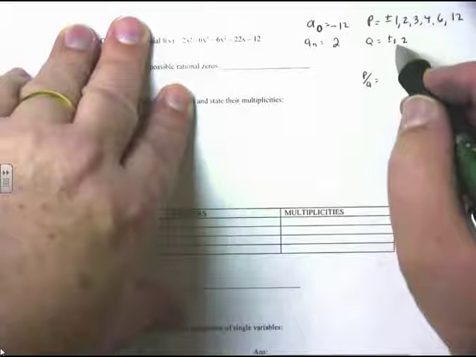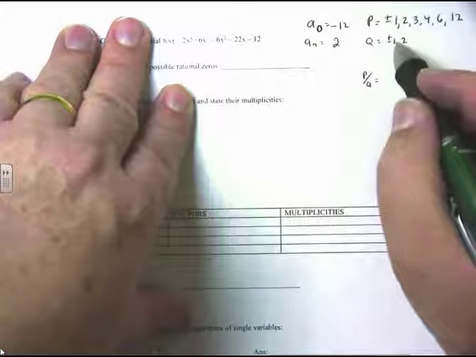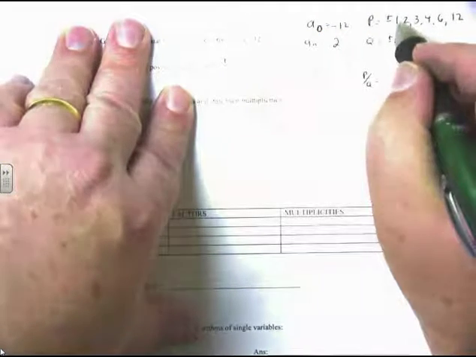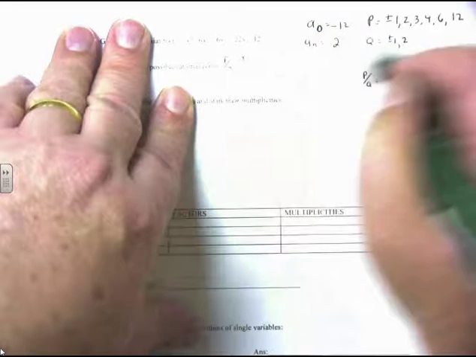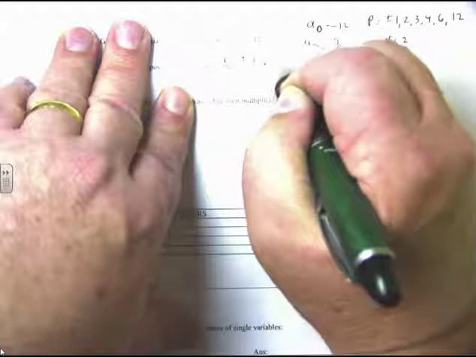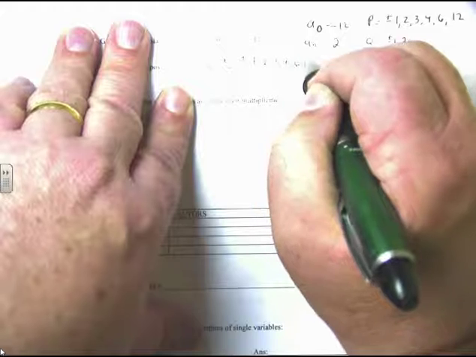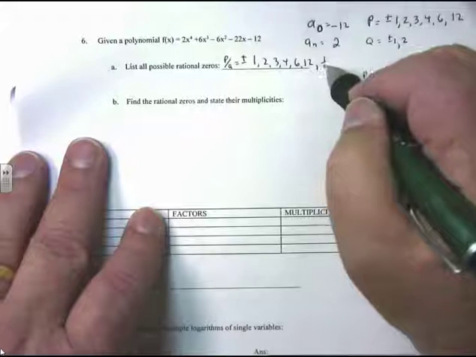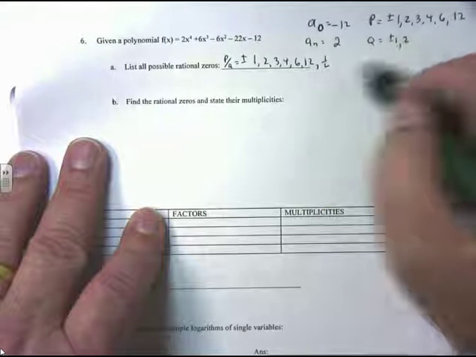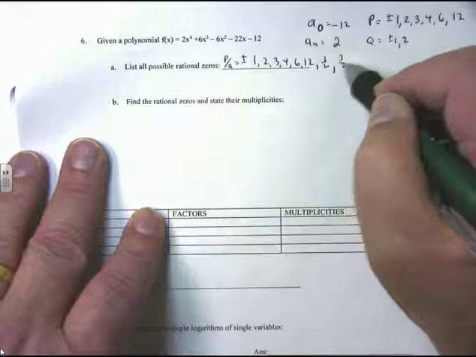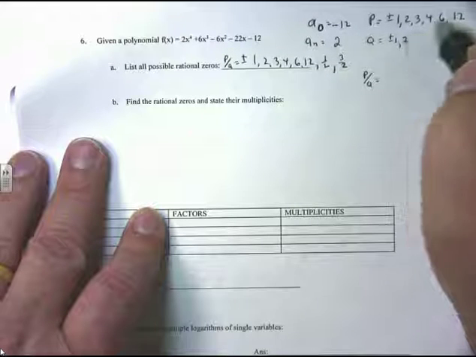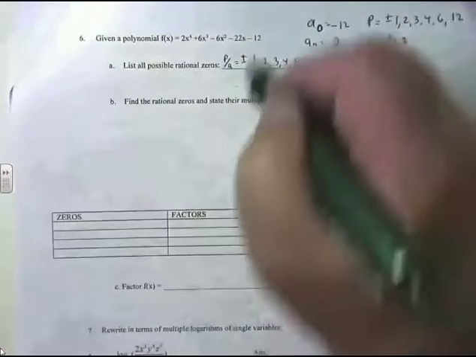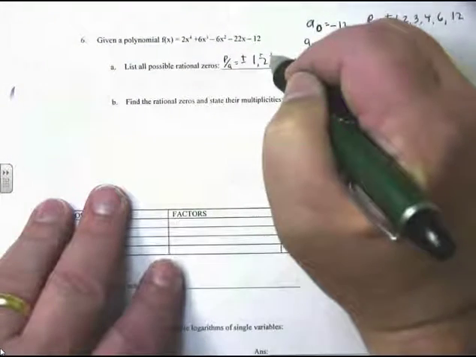A P over a Q would be all these numbers over 1. So I'll just go ahead and write that over here. P over Q would be plus or minus 1, 2, 3, 4, 6, and 12. Then you have to take all these numbers and divide by 2. That's going to be 1/2. 2 over 2 is 1, 3 halves, that's not in my mix. 4 halves, which is 2. 6 halves, which is 3. And 12 halves, which is 6. So this is all of them, but remember, it's plus or minus each one of these.